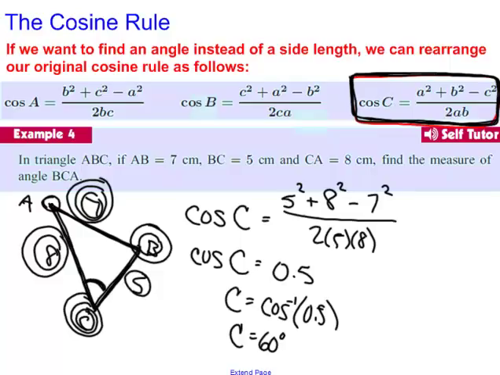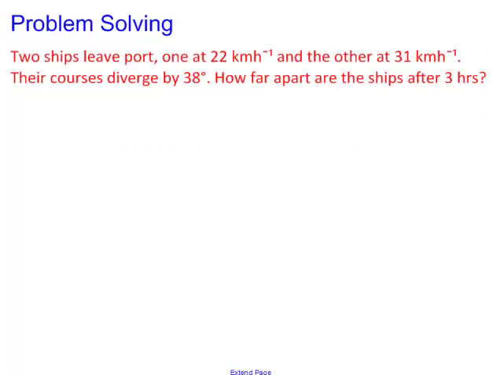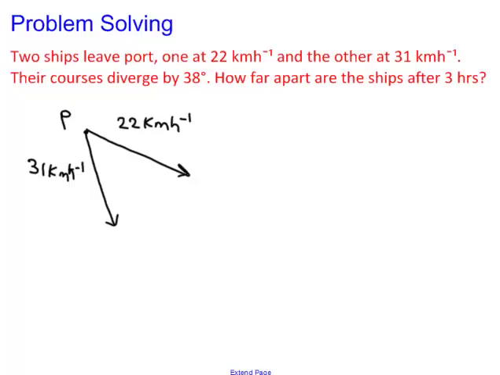Now, looking at some further problems here, an application problem. If we have 2 ships that are leaving a port, one traveling 22 kilometers per hour, the other traveling 31 kilometers per hour, and their courses diverge by 38 degrees. Really, here's what this means. We have this port right here, and the 2 ships are leaving the port at the same time. One is going 22 kilometers per hour, the other is going 31 kilometers per hour.